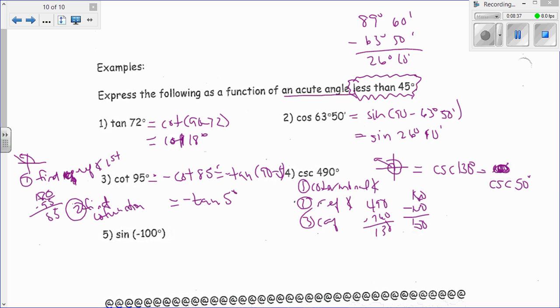Now that's not less than 45, so now I have to find my cofunction. I'm still in quadrant 2. Okay, my original problem was in quadrant 2. So that means that this would be equal to a negative secant of 90 minus 50. So it's a negative secant of 40 degrees.